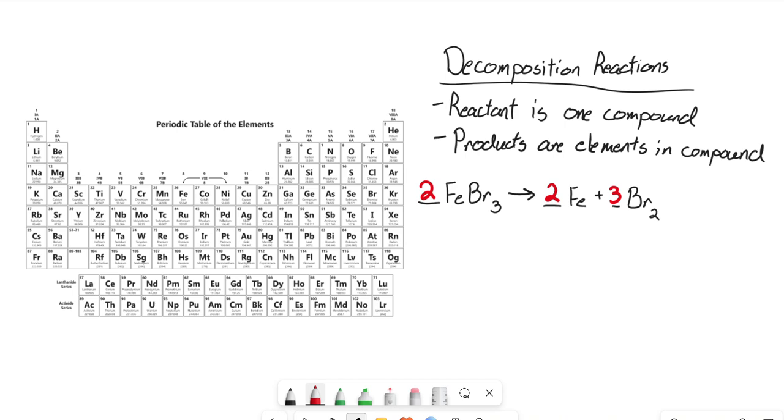Again, though, the most important thing with this particular type of reaction is that we recognize first that it's a decomposition by noticing one single reactant that is a compound. The products are always going to be the elements that make that compound. Just be mindful of your diatomics, keep a lookout for them, and that's all there is to it.